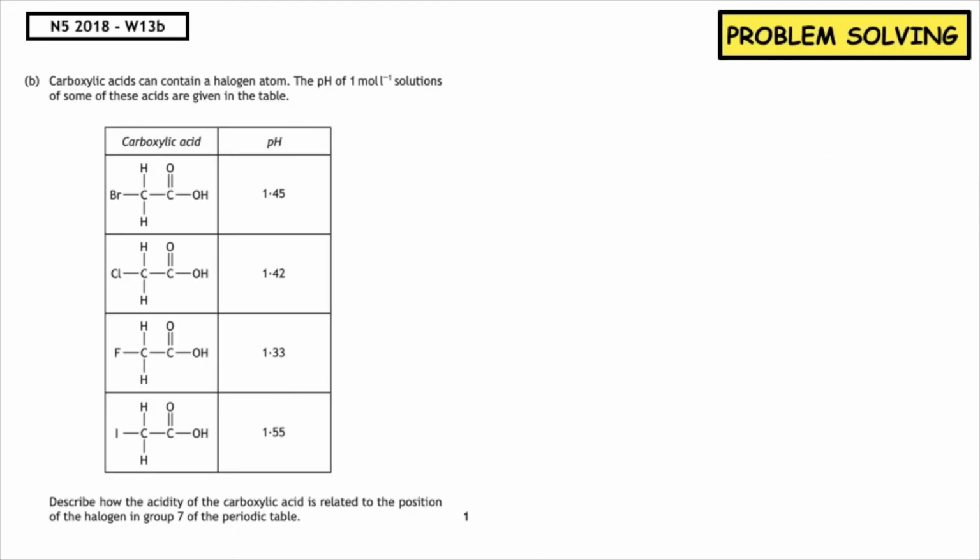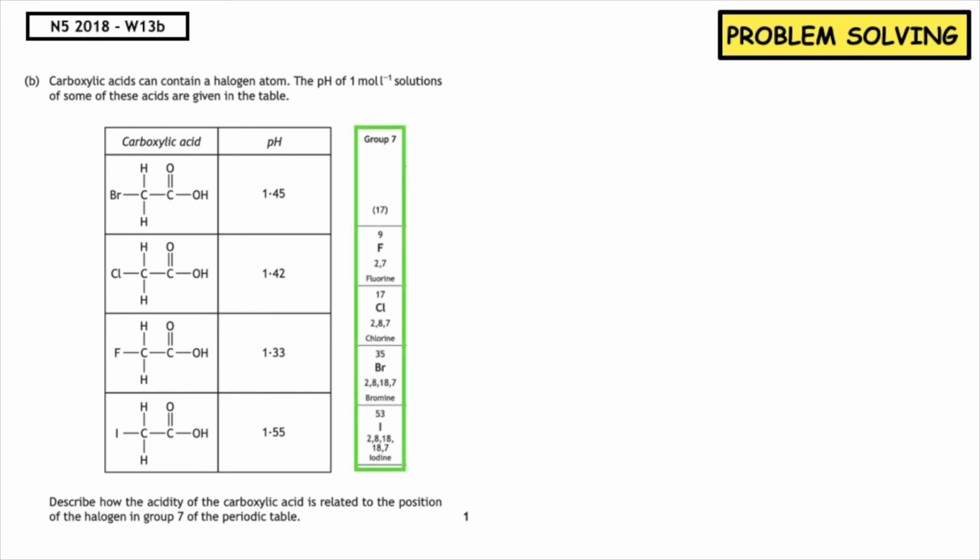This past paper question is from the National 5, 2018, written 13B. Describe how the acidity of the carboxylic acid is related to the position of the halogen in group 7 of the periodic table. So what factor are we in control of here? We're in control of the group 7 element. So the first thing I would do is use the data booklet to identify the positions. I can see that it goes from fluorine down to chlorine, bromine and iodine. I would then look at the pH, which is given in the table, and put them in the correct order.